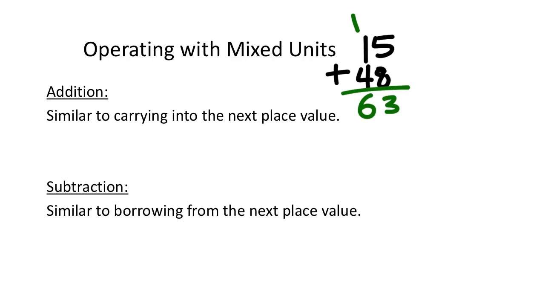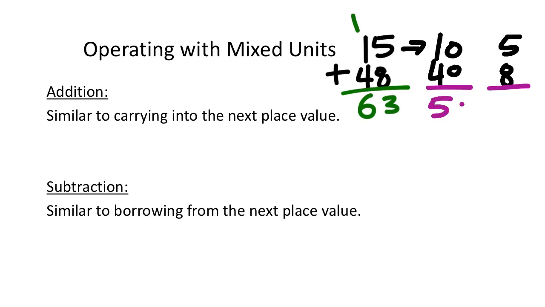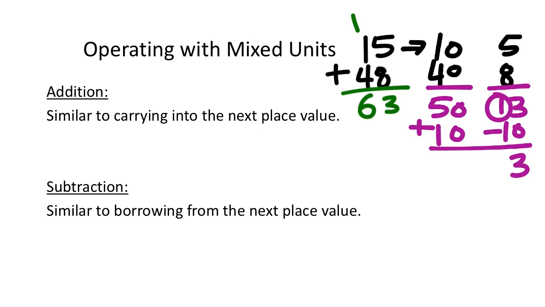So if I said 15, instead of 15, let's say it was 10 and 5, right? And then 48 would be 40 and 8. Well, this would be a total of 50 and 13. But then we add the 10, these 10, over here to make up one of these other units. All right, so we end up actually subtracting 10 right there and making this 3 and this one 60. So it's 60 and 3, which makes 63.